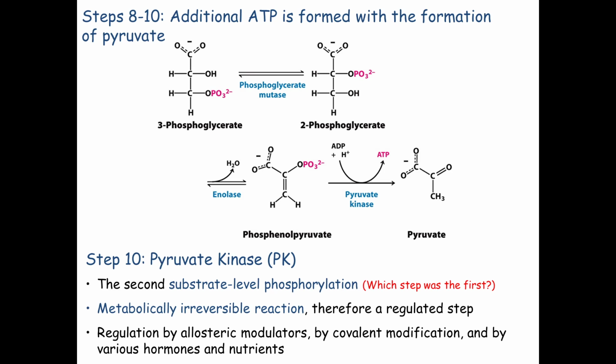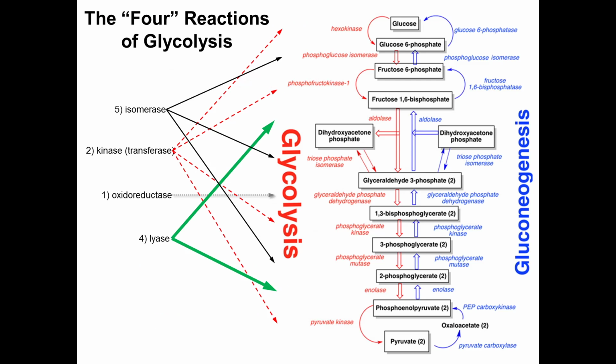Okay, so of the 10 steps, we had 3 that we're going to consider are completely irreversible. Steps 1, 3, and 10, all of which happen to be transferases or kinases. There was a 4th kinase at step 7, but that one we said was reversible. So it's the only reversible kinase in this pathway. Okay, so let's put all that together and see if we can make it make sense. We did 10 reactions, but I'm going to simplify it for you. There's really only 4 types of reactions going on here.